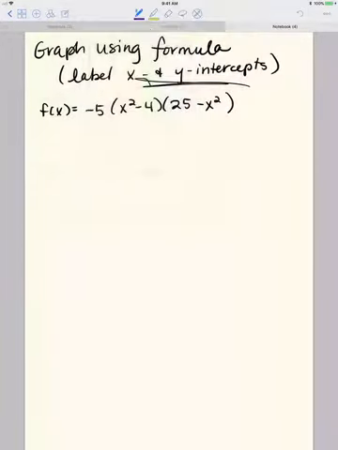So for this first one, we have a function negative 5 times the quantity x squared minus 4 times the quantity 25 minus x squared. It would be extremely helpful if we could go ahead and get it factored all the way into linear factors, so that we can see what the exact zeros will be.